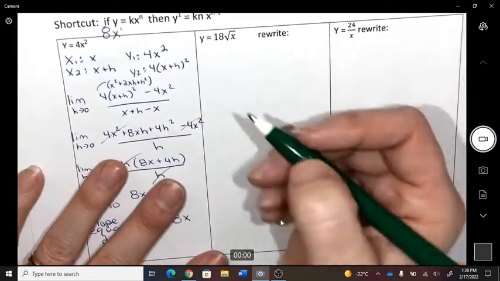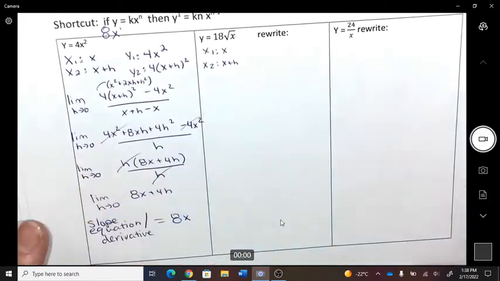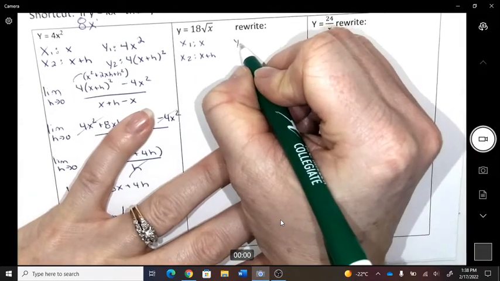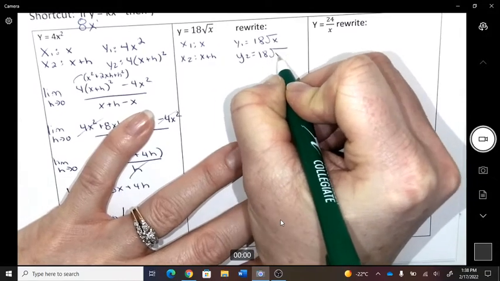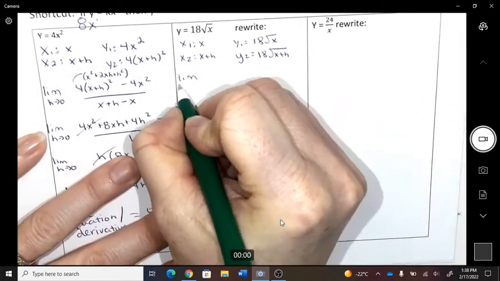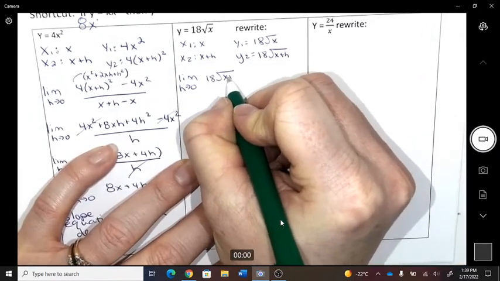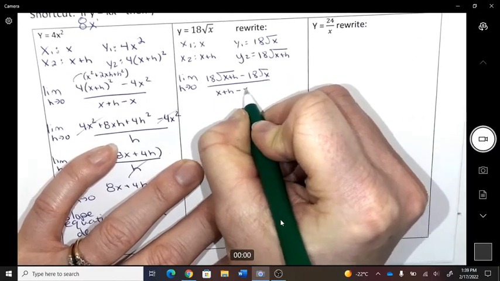Okay, number 2, x plus h, those are our x coordinates. The y coordinates are 18 root x and 18 root x plus h. Okay, so same setup here. The limit as h approaches 0 of y2 minus y1 over x2 minus x1.